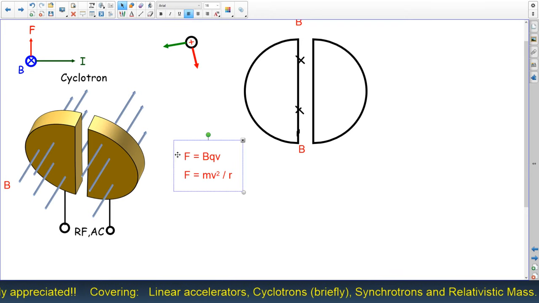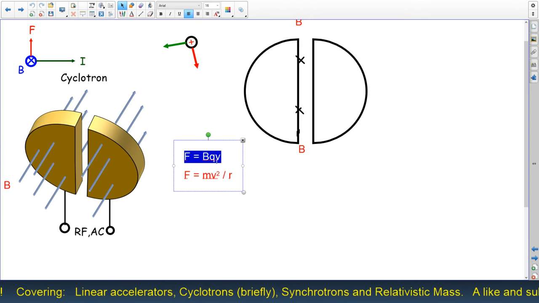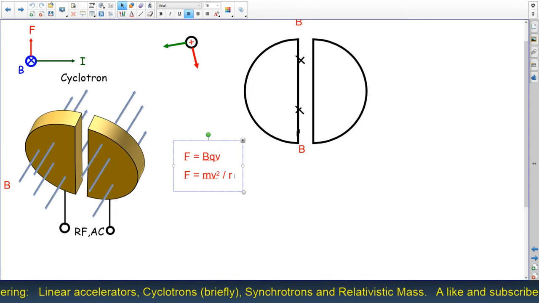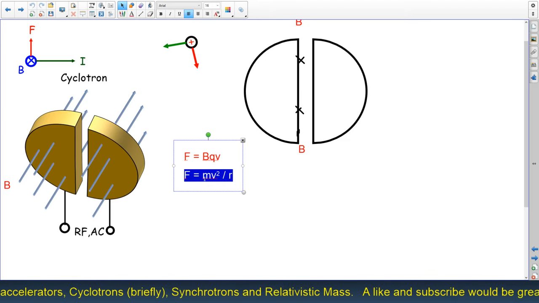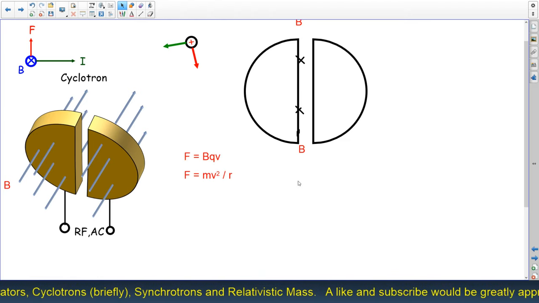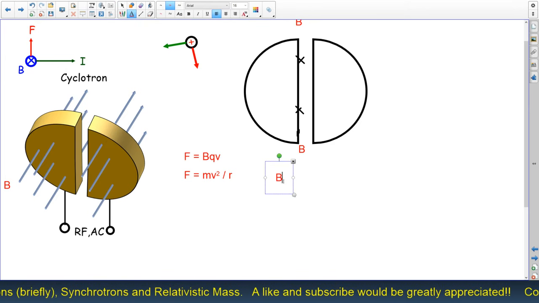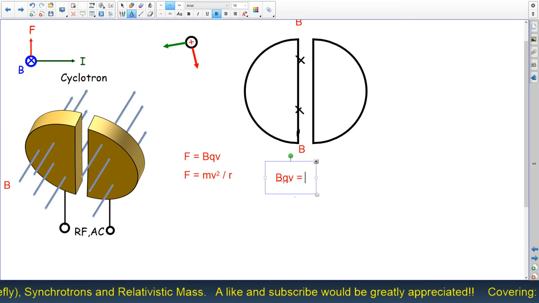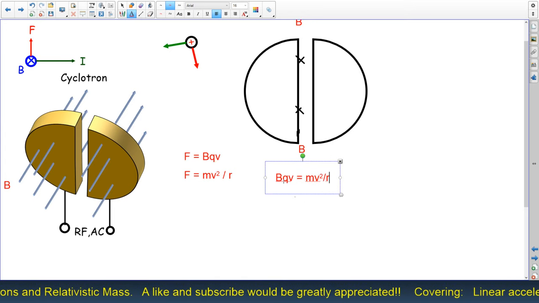If it's a uniform magnetic field that's acting and it's moving at speed v, and if it's traveling in a circle, which is what we want, then we have to make this true, that F equals mv squared over r. So put those two things equal to each other, and we get that BQV is equal to mv squared over r.